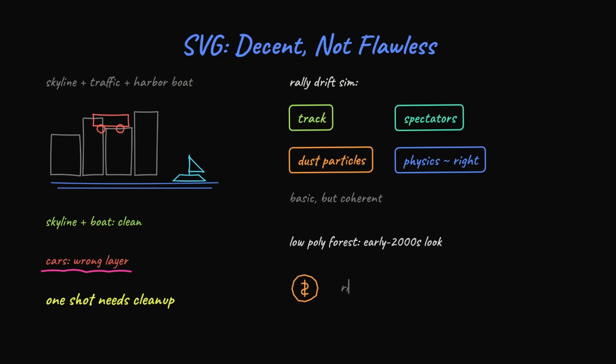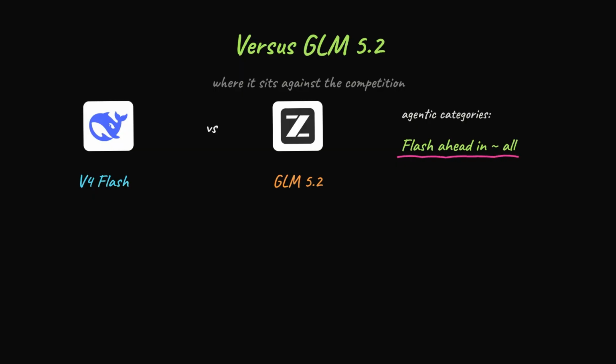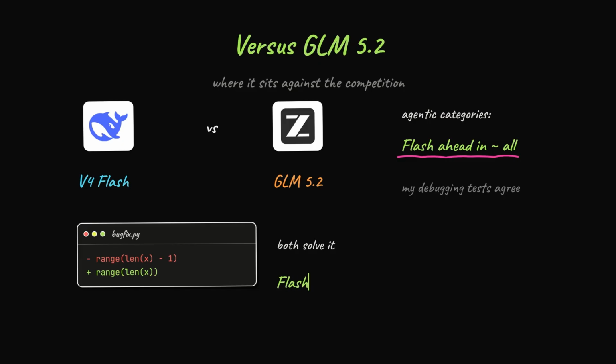Now let's talk about where this sits against the competition, because that's the real question. Against GLM 5.2, DeepSeek's own comparison table has Flash ahead in basically every agentic category, and my debugging tests back that up. Both models solve the same bug fixes, but Flash does it noticeably cheaper.